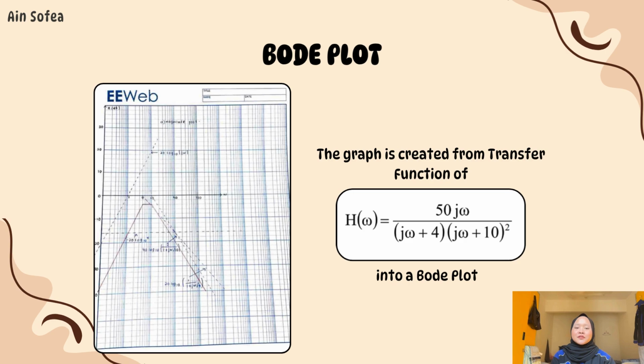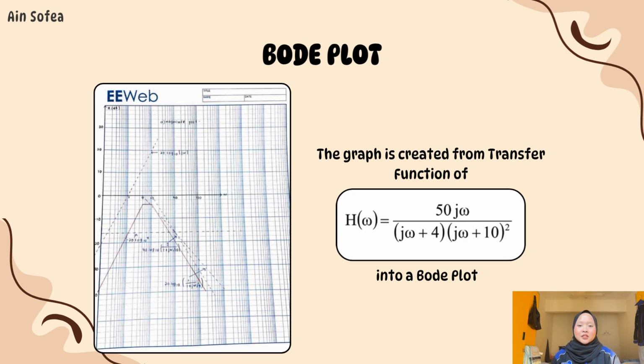The numerator 15 j omega will increase the slope by plus 20 dB per decade. The denominator has two parts. The first one, j omega plus 4, will decrease the slope by negative 20 dB per decade starting at omega equals 4. Second is j omega plus 10, to the power of 2, which will decrease the slope by negative 40 dB per decade starting at omega equals 10.